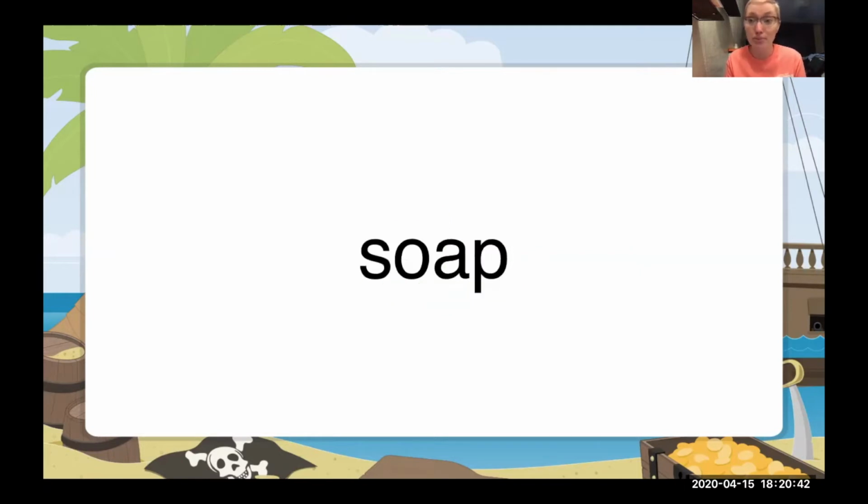Our next word we're going to cover is this one. So we are going to go underneath the word, mark both vowels, come up around our racetrack, mark our second vowel silent and our first vowel long. And this is the word soap.